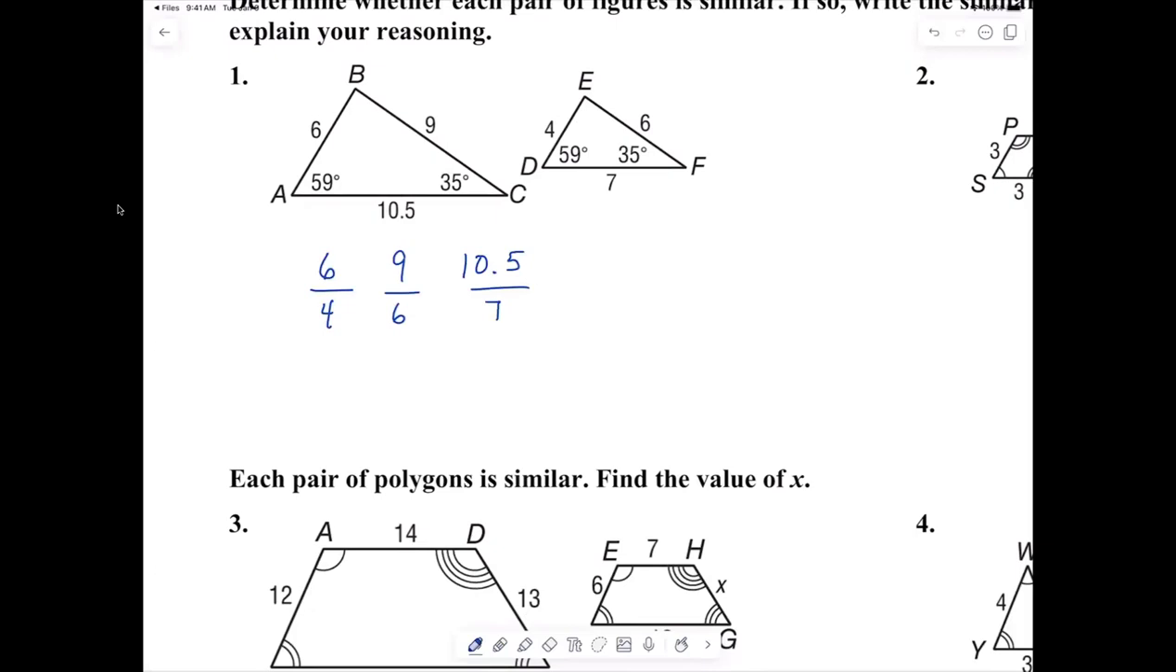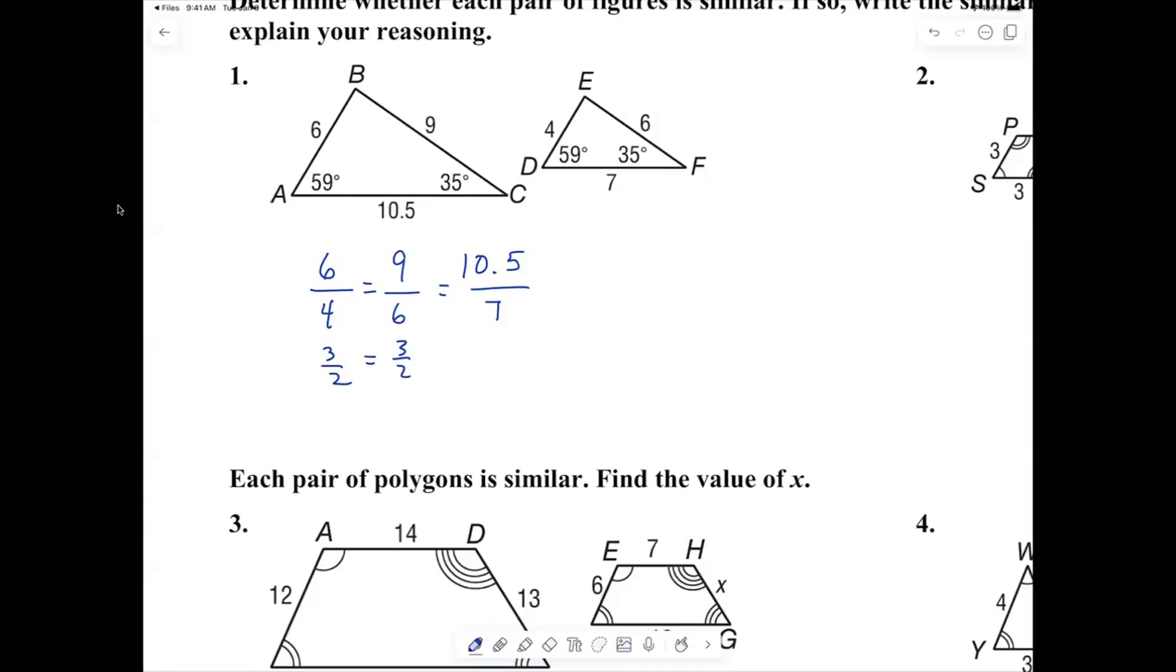Everybody see that? And now you're just saying, if those fractions are equal, then I know that the triangles are similar. Now, of course, 6 over 4 is the same as what? 3 over 2. 9 over 6 is the same as 3 over 2.